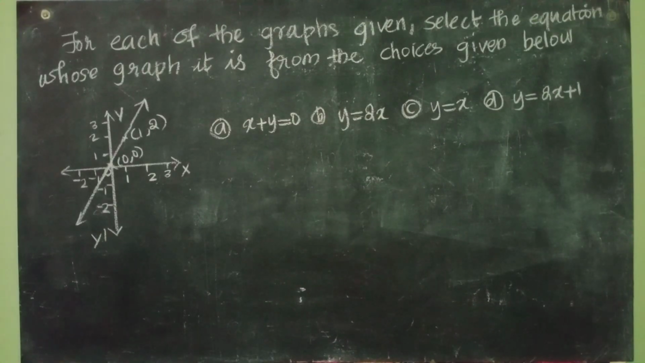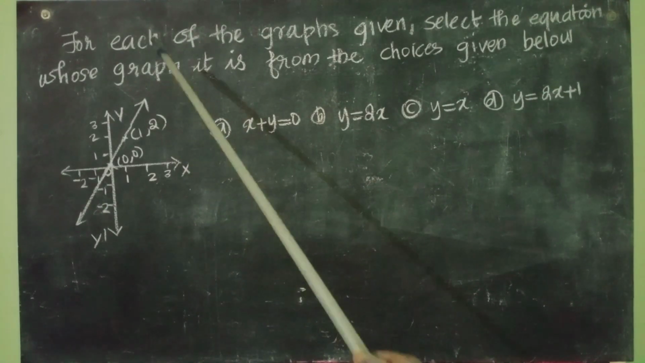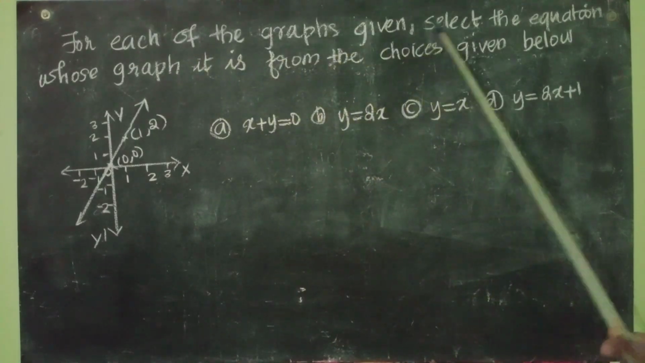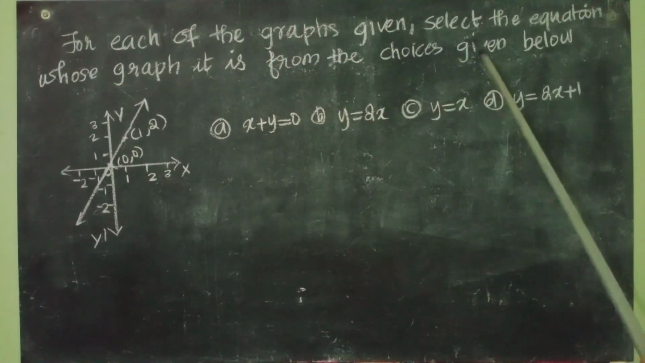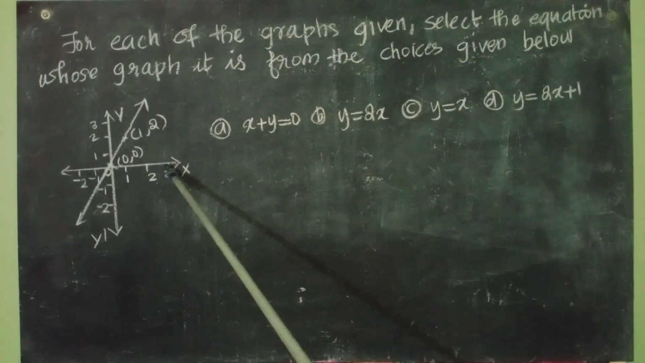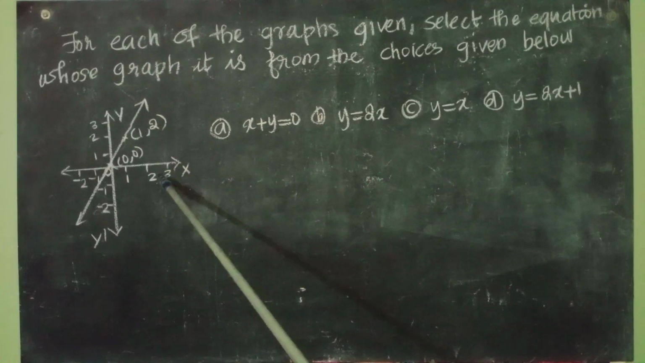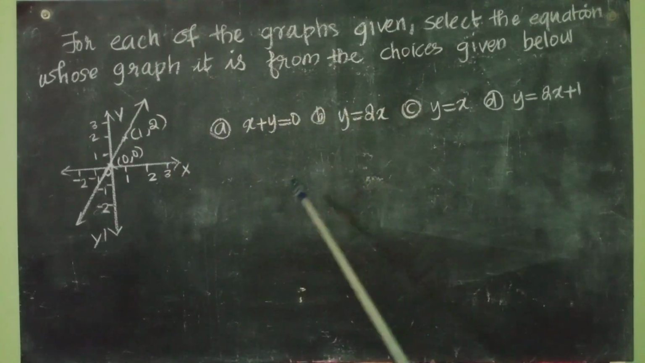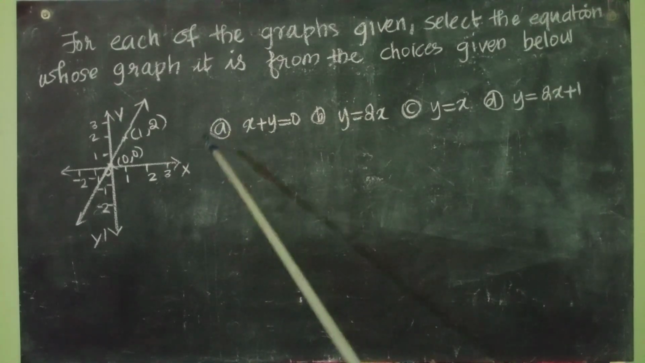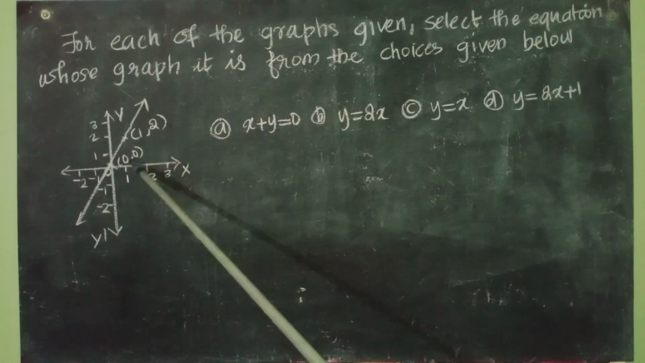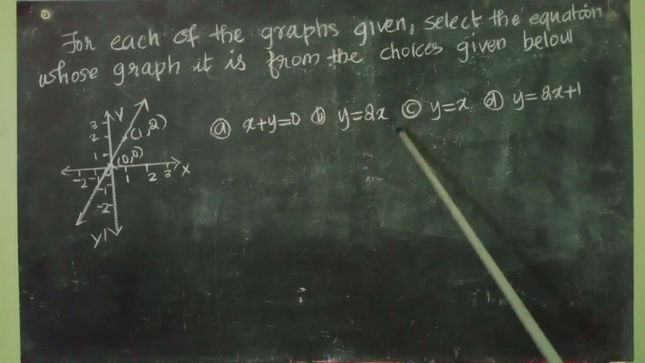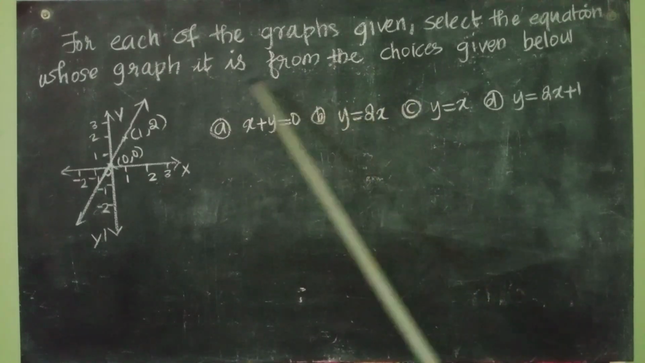In this video also we are going to continue the topic graphical representation of linear equations in two variables. Question: for each of the graphs given, select the equation whose graph it is from the choices given below. There is a graph given. We have to find out the equation of this graph. In all previous cases, we have studied how to draw the graph of an equation. Here the graph is given. You have to find out which equation's graph this is.